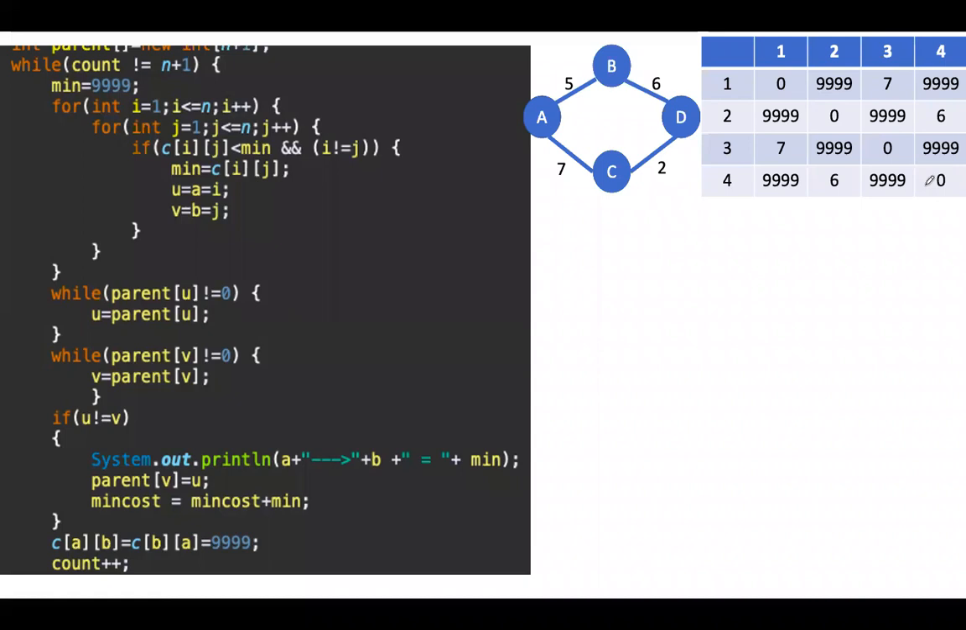Count is now 2. Count value is 2, while 2 not equal to n plus 1. Okay, yes, now also this condition is true. 2 not equal to n plus 1, so this condition is true. Again, we'll go through one more iteration now.